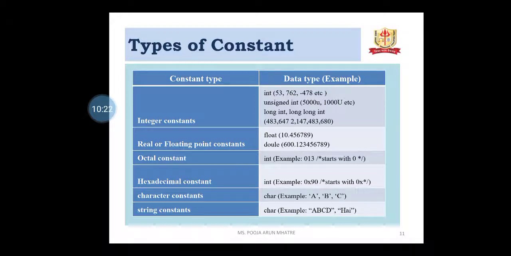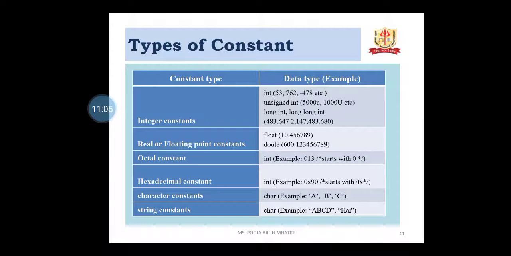That means integers are numbers, digits, but not using decimal points. It can be positive and negative. Then real or floating point constant. Floating point also uses digits. Real constant is digits, but it has a decimal point. It could be either positive or negative also. So no commas and blanks are allowed. For example, float: 10.4567 and 89, and double is 600.123456789.